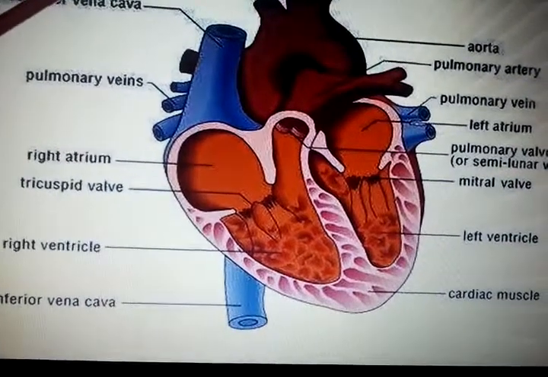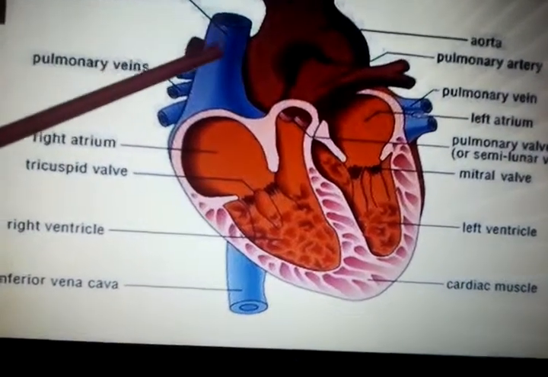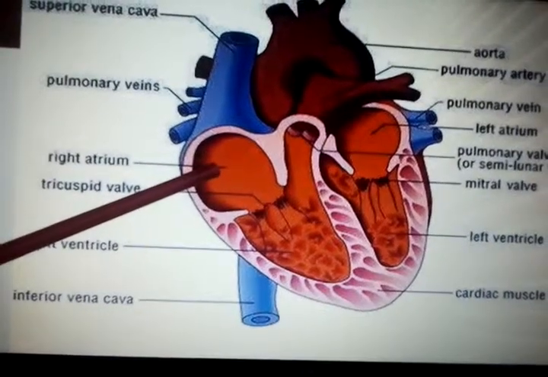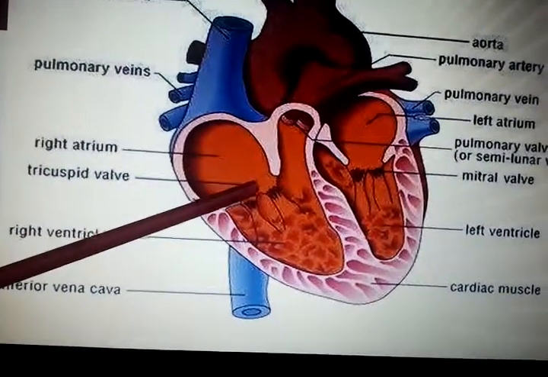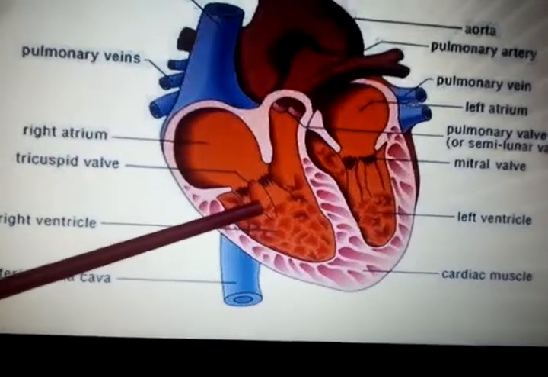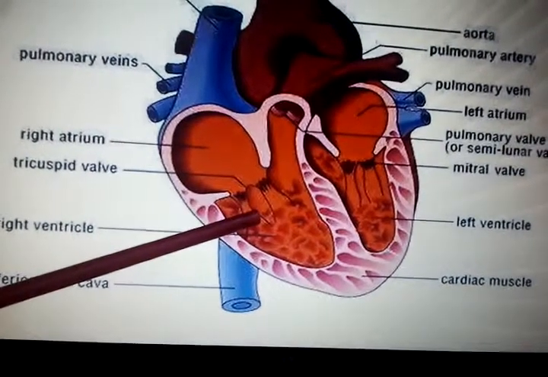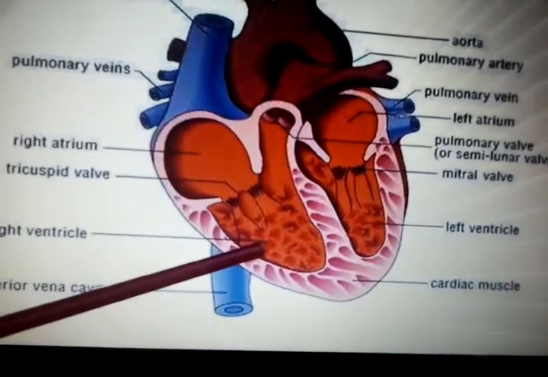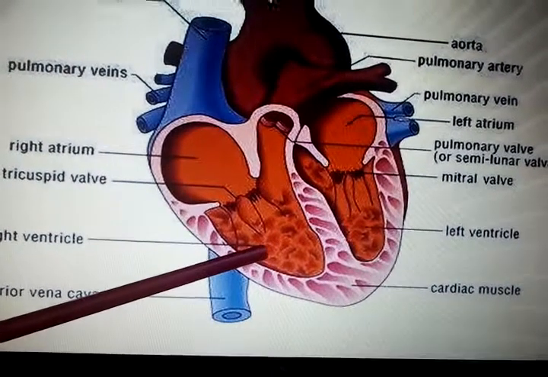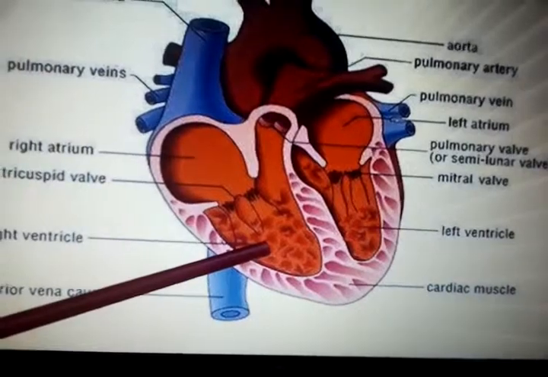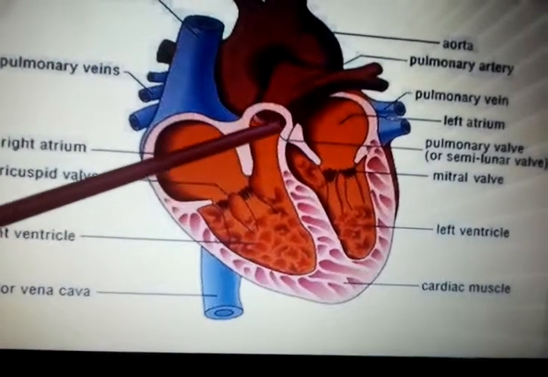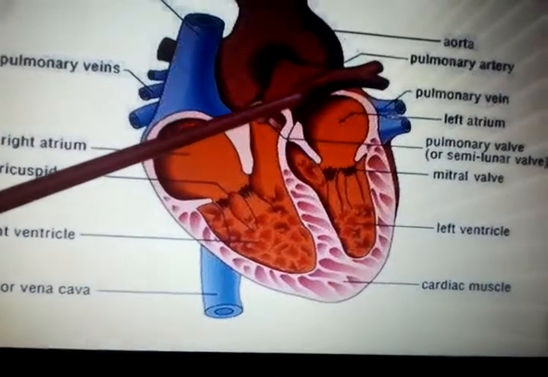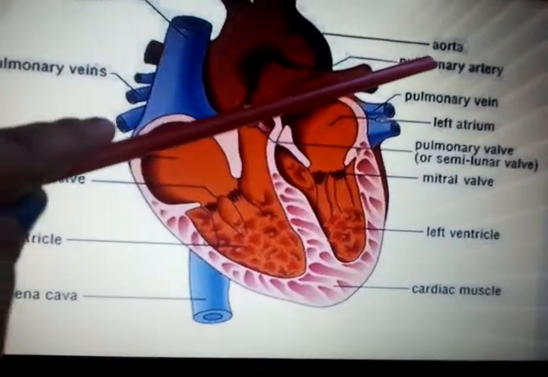Blood is going to enter through the superior vena cava into the right atrium. Then in the right atrium, the deoxygenated blood will flow into the tricuspid valve. Once in the tricuspid valve, the blood will flow into the right ventricle, which is this one right here. Then from the right ventricle, the deoxygenated blood will go into the pulmonary artery or semilunar valve. Then it will come out of here and into the lungs.